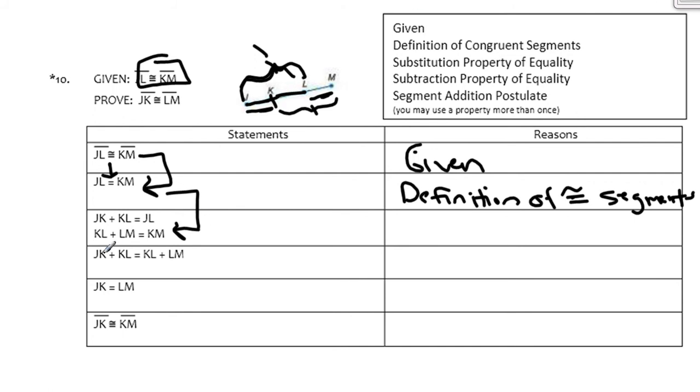And then we are told that KL plus LM equals KM. So KL here plus LM here equals the whole thing, KM. Well, that's called segment addition. Two parts of a segment equal the whole length of the segment, segment addition.